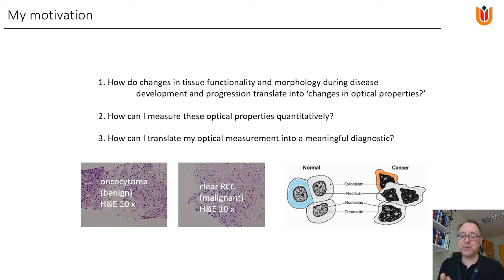But the big question for me is how can we make this quantitative? How can we understand how these changes actually work and how these changes actually translate into changes in optical properties?